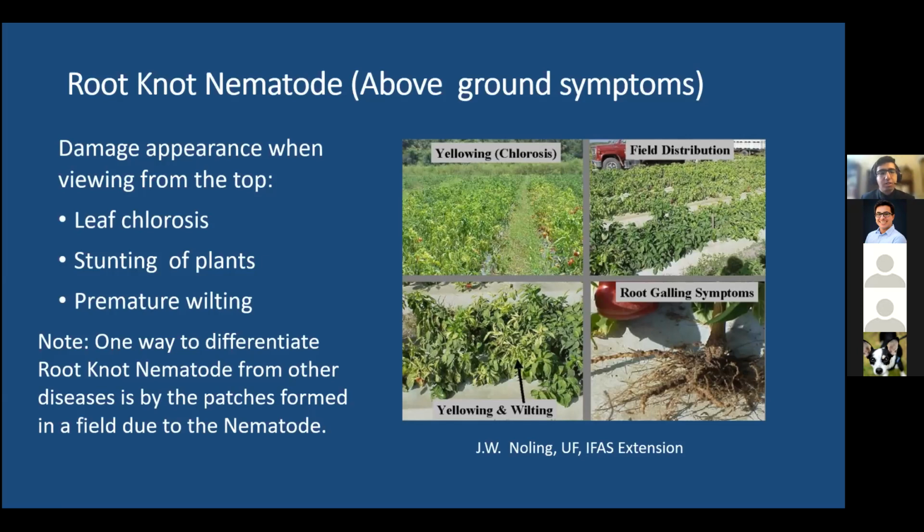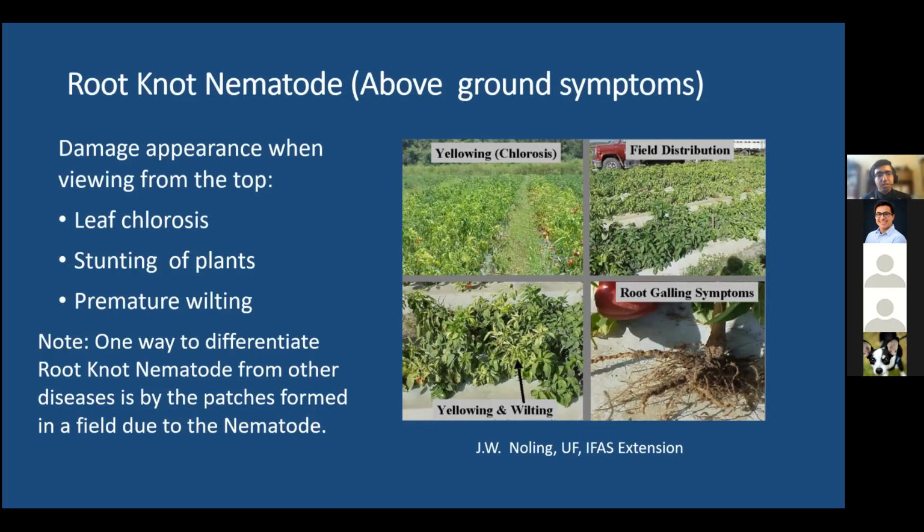One thing to keep in mind, though, is that these symptoms do not differentiate from other diseases. It's common among many diseases. And another symptom that also occurs is that it forms patches. These patches tend to be where the nematode is. It is called field distribution. And you're going to see one plant fully working, completely healthy. Then you're going to see another plant that may be affected completely by the root knot nematode.